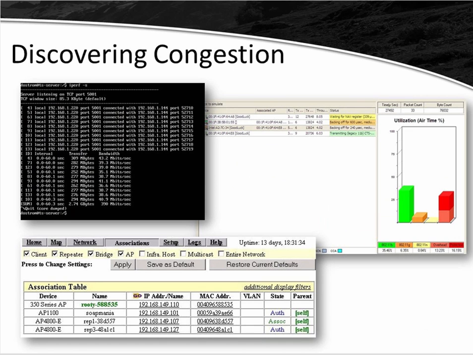So how do we discover congestion? Well, there are a few things we can do. One, we can look at the association table on the access point to see how many clients are connected to it. I've seen times when you've got two access points in an area, and one of them may have 25, 26 stations associated, and then the other one only has 4 or 5 stations associated, while many of these stations associated with the one could be associated with the other.